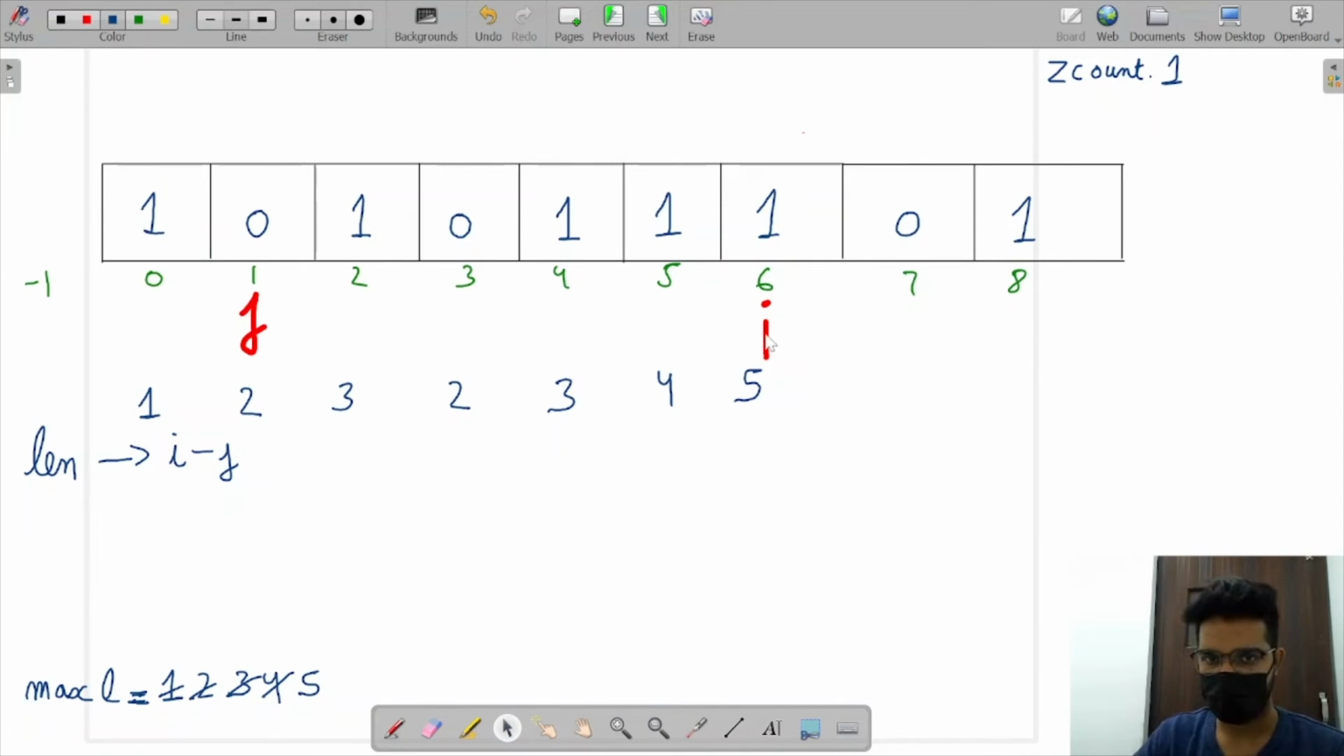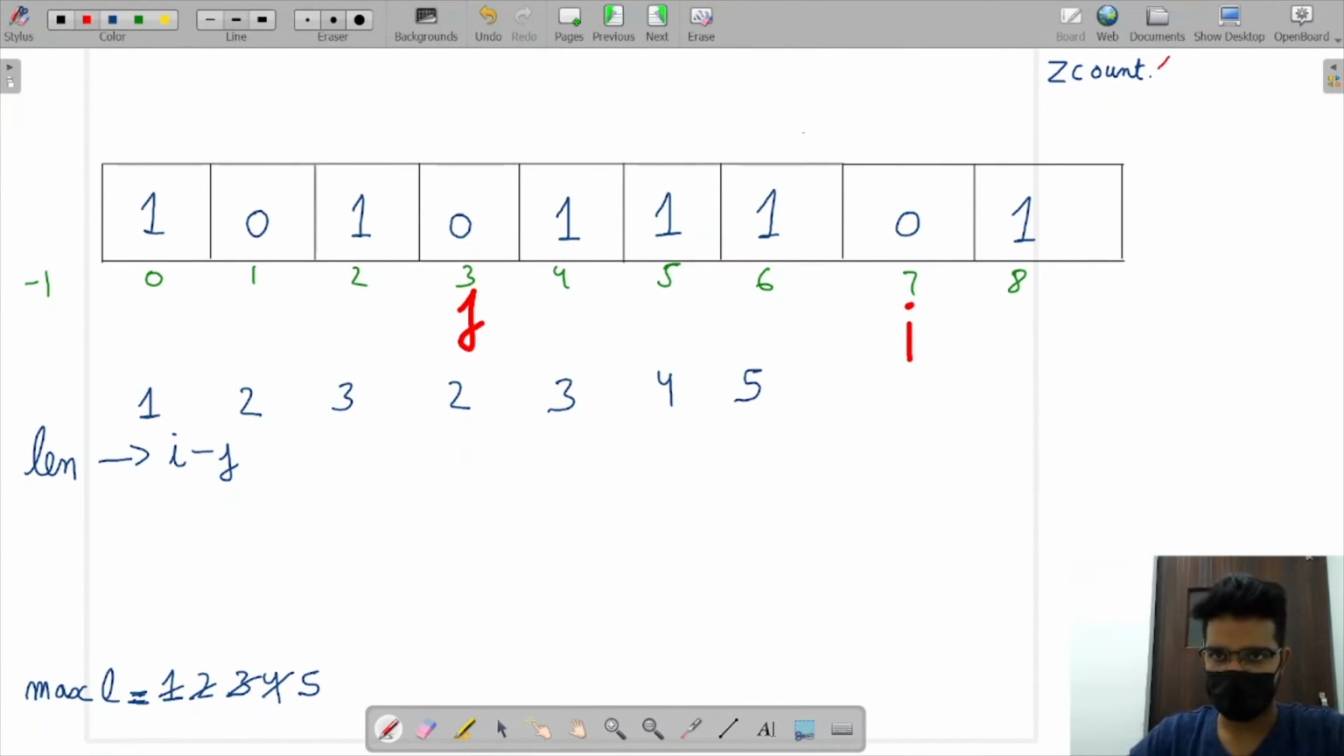Now, important point. Our i gets to the 7th index. That is a 0 value. So if it is a 0 value, we are going to increase our 0 count. It is going to be 2. So if our 0 count is greater than 1, what we are going to do is increase our j until it hits a 0. So here it gets to a 0. So if it gets to a 0, we are going to decrease our 0 count and make it 1 again. Right? And now if we calculate our length, it will be i minus j, that is 7 minus 3. Sorry, it's going to be 4.